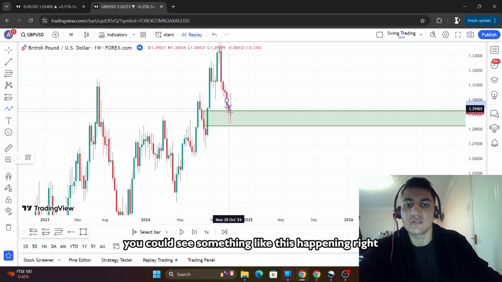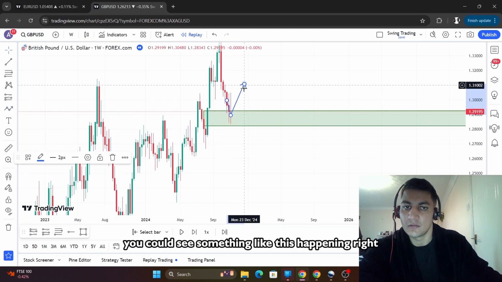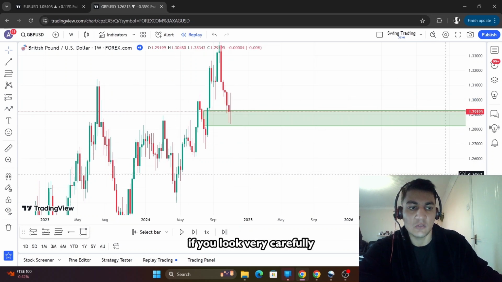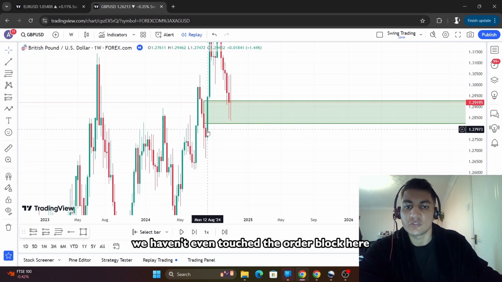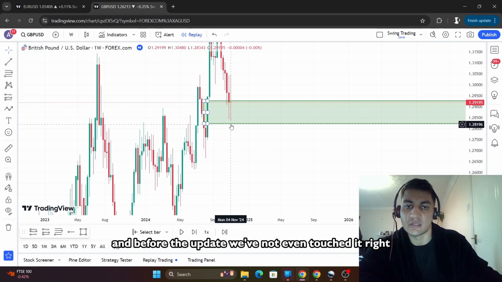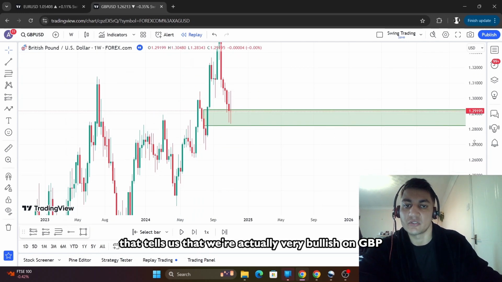It's almost like you could see something like this happening, right? You can almost see that starting to form on the weekly chart. That isn't good at all. And in fact, if you look very carefully, we haven't even touched the order block here, the last down close candle before the up move. We've not even touched it, right? So that tells us that we're actually very bullish on GBP USD.